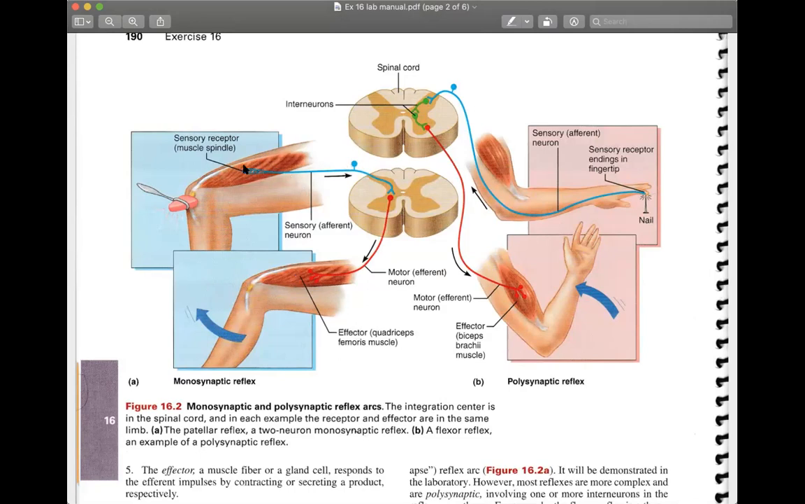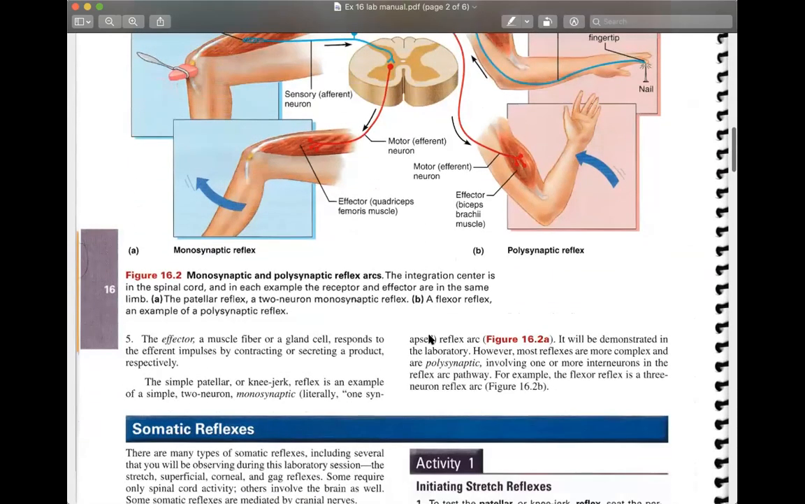You only have the sensory receptor, the muscle spindle, the stretch receptor in your muscle, the sensory neuron. Again, the integration center is just the synapse between the two, your motor neuron, and then your effector, which is the fibers in the muscle itself. Okay, and again, you have polysynaptic, which is more than one synapse, and some of these can have multiple synapses. Some can carry the signal to the brain, but just know the mono versus polysynaptic.